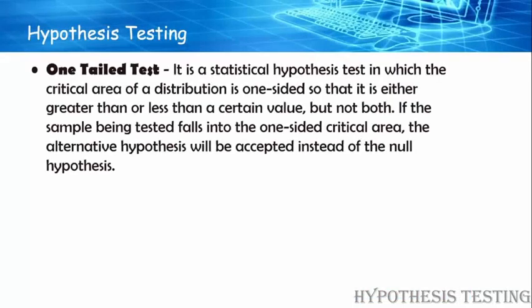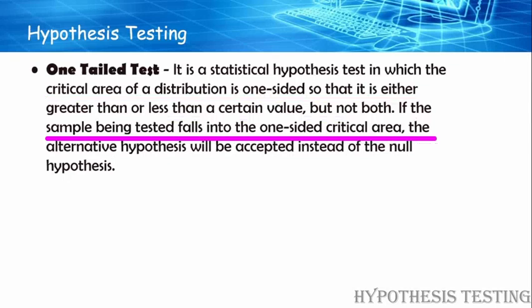And next we have the one-tailed test. The name itself explains a lot. It is a statistical hypothesis test in which the critical area of the distribution is one-sided. So it is one-sided, towards one side. That is the one-tailed test, where the value is either greater than or lesser than a certain value, but not both.